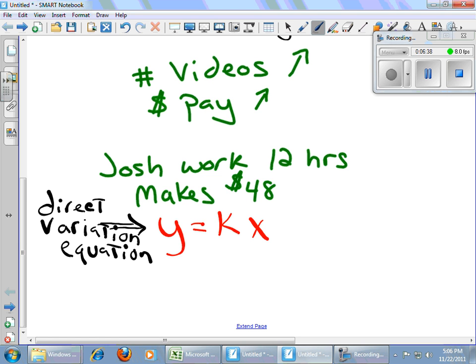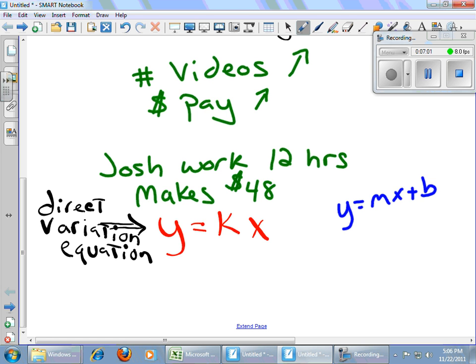That should look an awful lot like an equation we just got done using, like y equals mx plus b, except in this case, the b is 0, right? There is nothing added on to the end. There's a 0 there. Think about it. If Josh works 0 hours, how much money does he make? 0. So we don't bother to put the b on in direct variation cases.